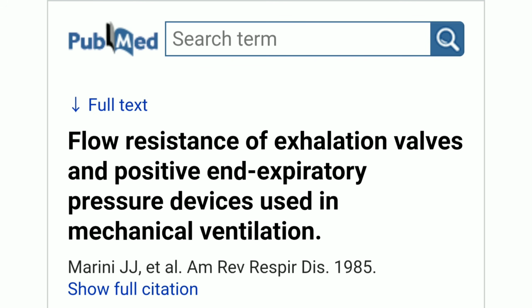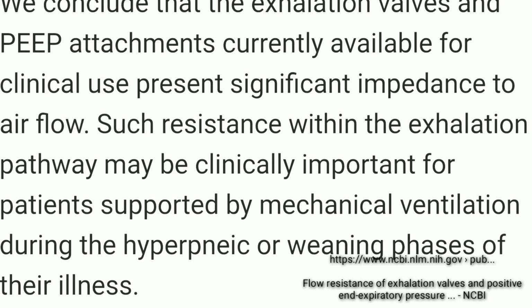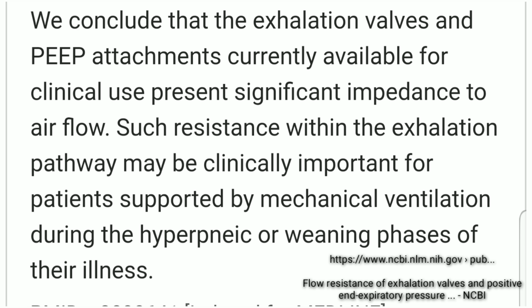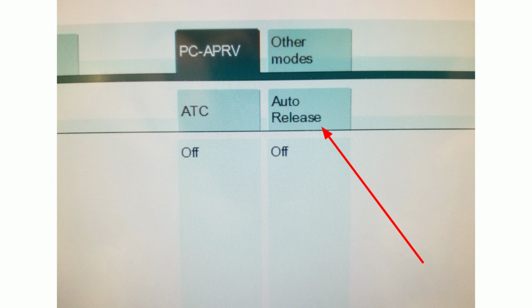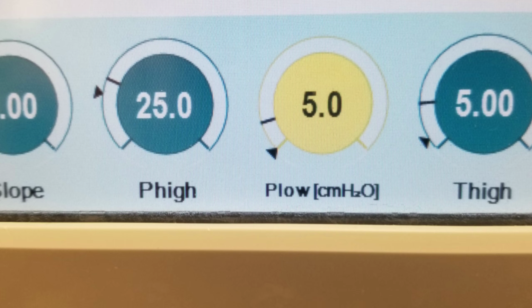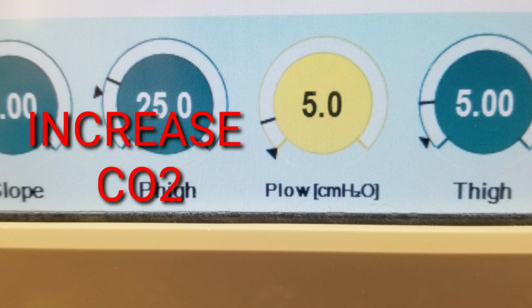And because there's such a large amount of CO2 during that bulk ventilation, that release, because there's 5 seconds of diffusion, just a little bit of resistance and back pressure, basically that back pressure is CO2 that's not escaping. So why limit it? We want to minimize the expiratory resistance. Therefore, with the auto release on this specific ventilator, there is no need to set the P low. In fact, setting the P low will cause a rise in CO2 on your blood gases.